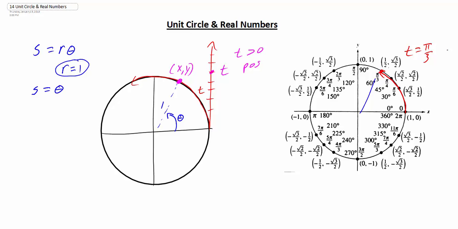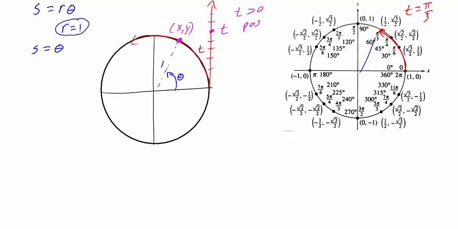Now, of course, we would have a similar relationship if we had the number line going down, where the real number is less than 0, which means our real number is negative. We could certainly wrap it around the unit circle this way, and we would still end up with a particular point on the unit circle. Okay, so let's see how we can apply that.